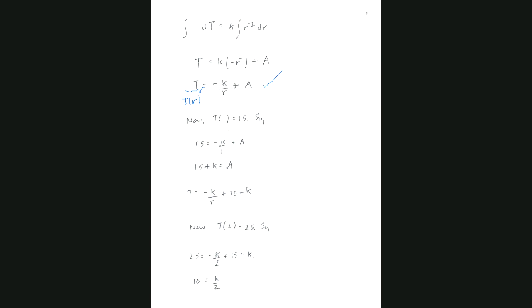And then you're told that 2 meters away from the center, the temperature is 25 degrees. And that makes sense, because you were told the temperature of those spheres. So from that, you can solve for k. The first initial condition allowed you to eliminate a, and the second initial condition then allowed you to solve for k. So if 10 equals k over 2, k has to be 20.